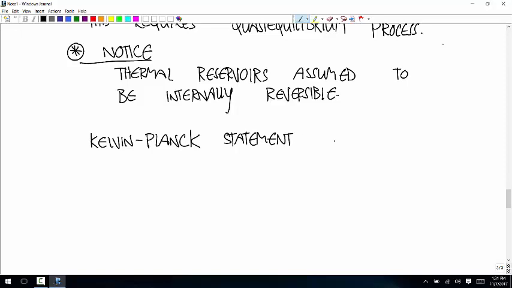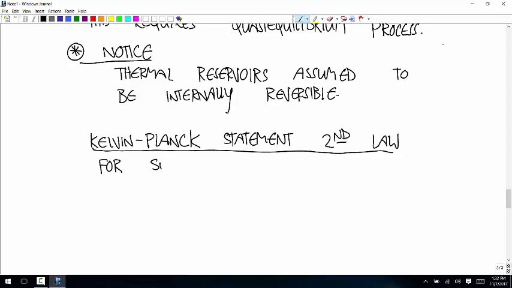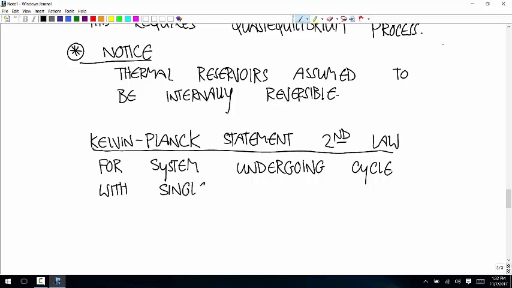So the Kelvin-Planck statement of the second law says that for a system undergoing a cycle with a single thermal reservoir, the work done, so this is a system undergoing a cycle, this is a power cycle.